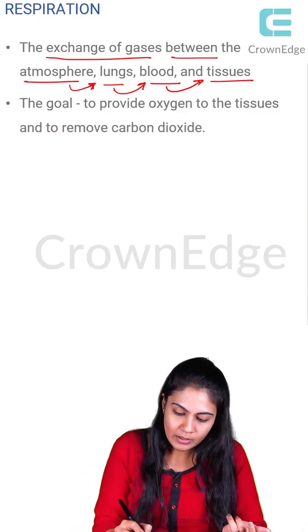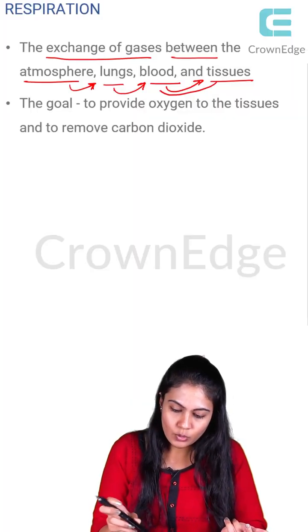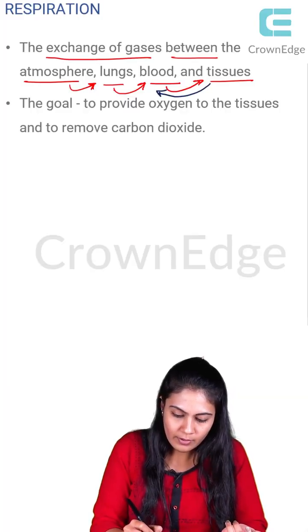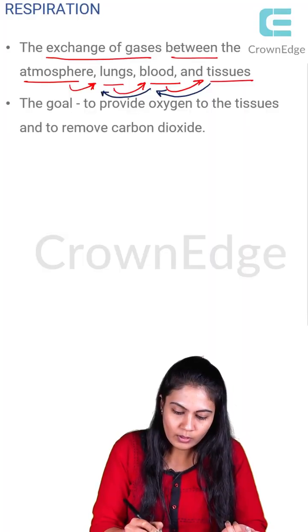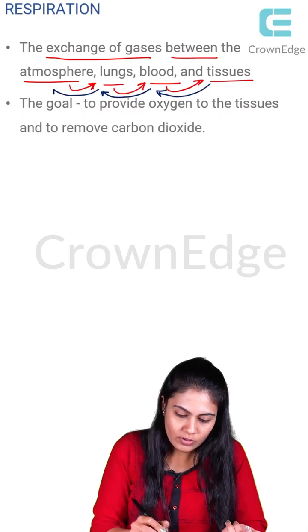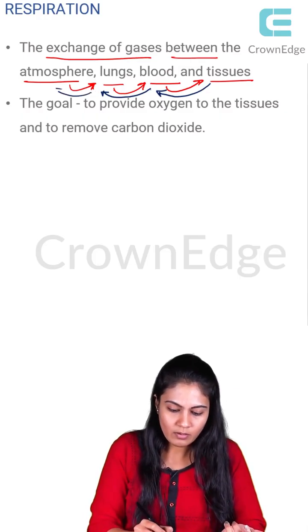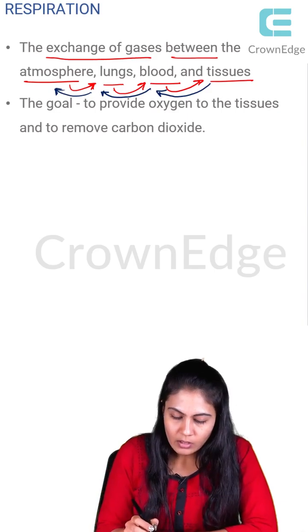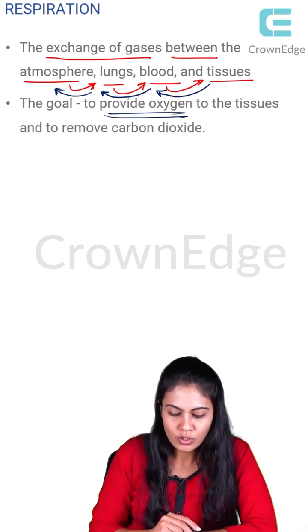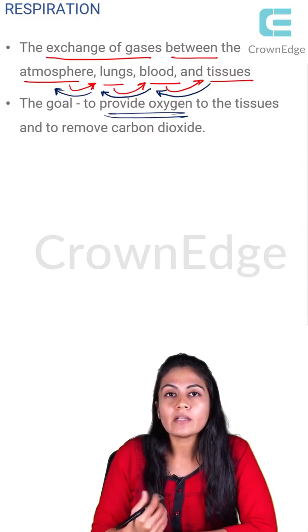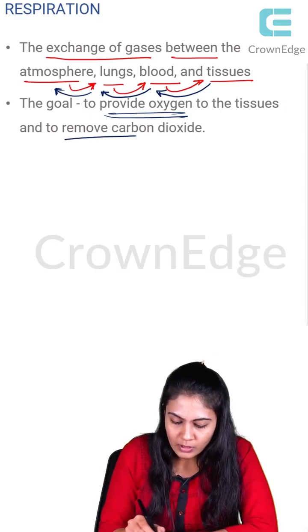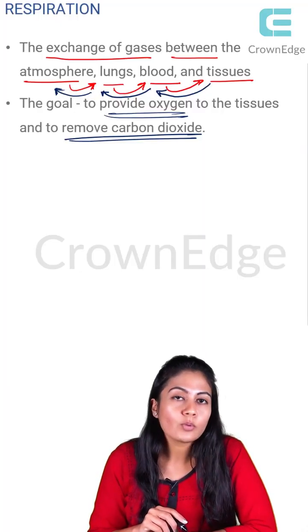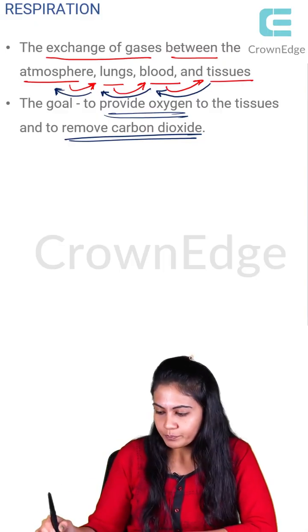So the reverse will happen. From the tissue, the carbon dioxide, let's show it in blue color, went to the blood. From the blood it flowed into the lungs, and from the lungs we exchange it back into the atmosphere. So that's how the exchange of oxygen and carbon dioxide occurs. The ultimate goal is to provide oxygen to the tissues, because it is required for energy production in the body, and to remove the carbon dioxide, because it's a metabolic waste and it is not good for our body to accumulate it.